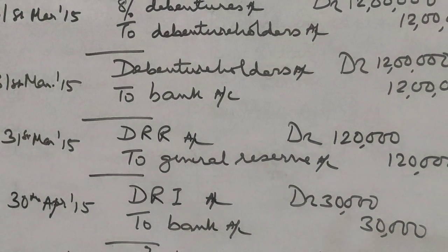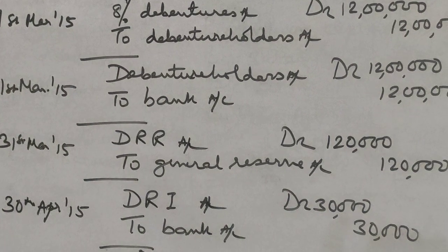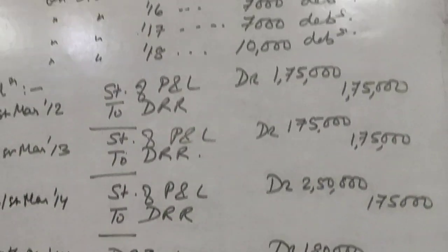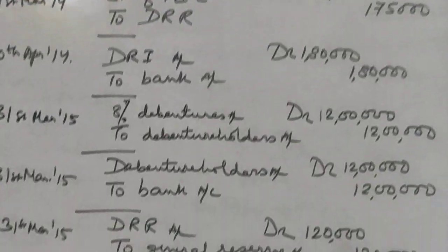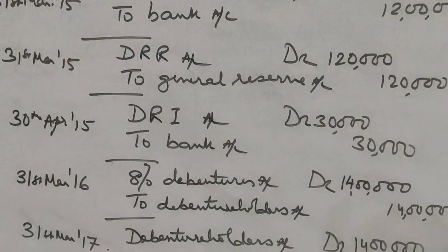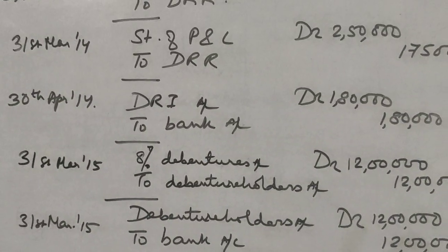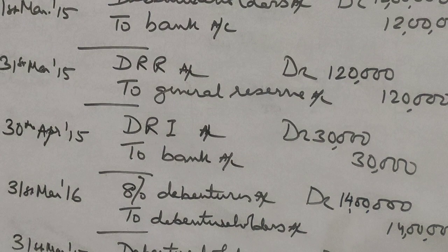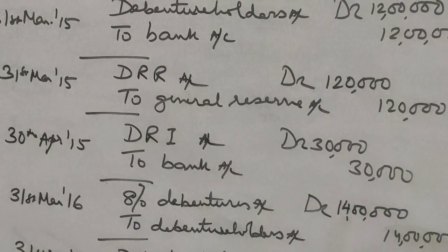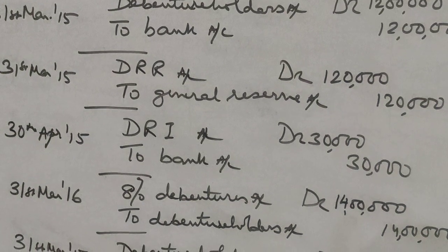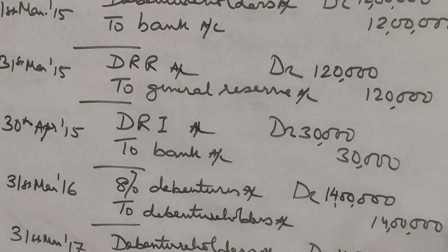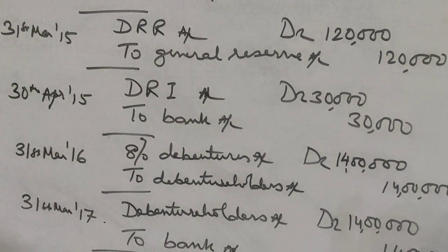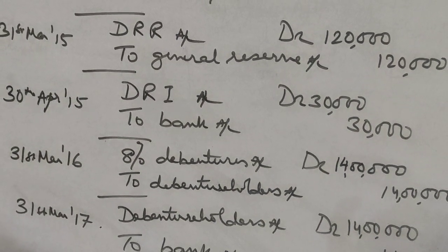Remember, investment should be equal to 15% of the value of debentures to be redeemed. The value of debentures to be redeemed was 7,000 into 200, 14 lakh. So 15% of that is 2,10,000. Now we already made investment of 1,80,000, so we will make an investment of another 30,000 on 30th April 2015. The entry for that will be debenture redemption investment account debit 30,000 to bank account 30,000. By this we now have an investment of 2,10,000.